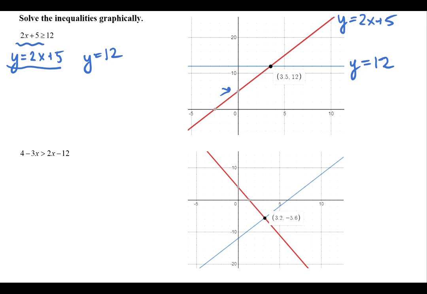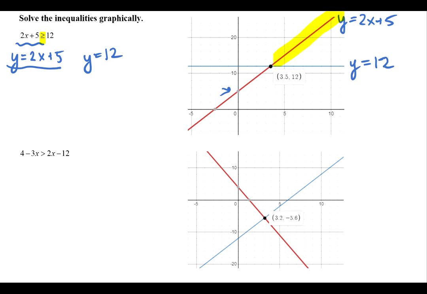To interpret and solve the inequality, we need to think about what the inequality symbol is telling us. That greater than or equal is telling us that we want the left side of the graph, which is the diagonal line, to be above the right side of the graph, which is the horizontal line. So when is the diagonal line above the horizontal line? Let's shade that. That would be on this right-hand side. The diagonal line, y equals 2x plus 5, is greater than or above y equals 12 on this side.